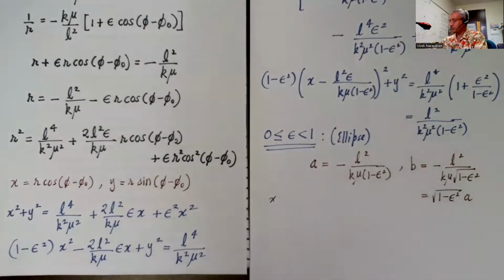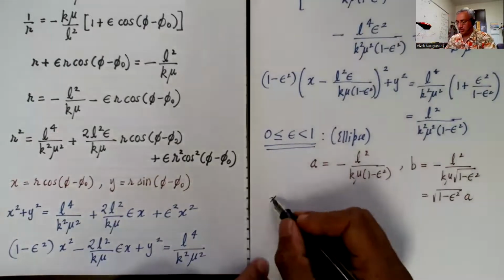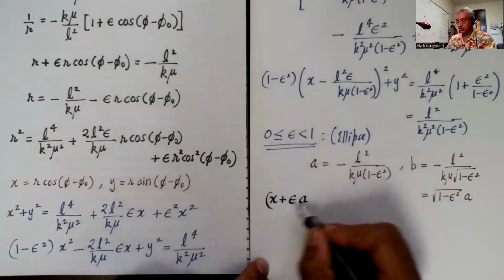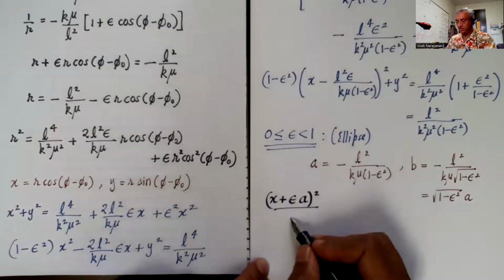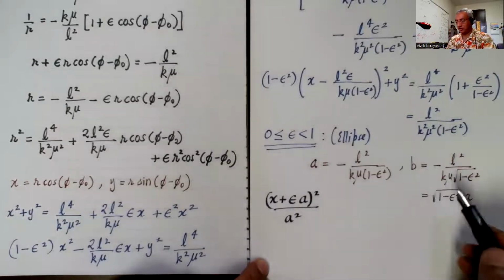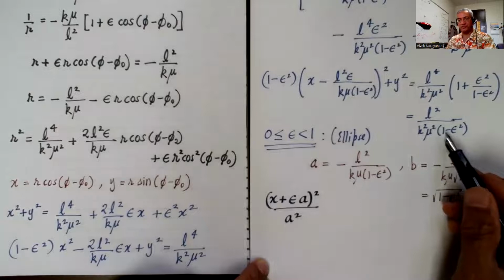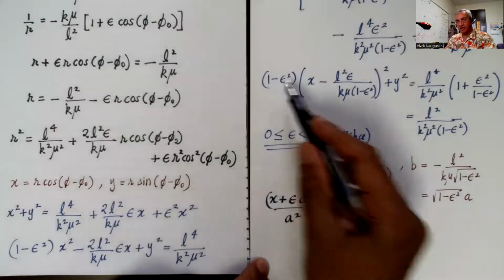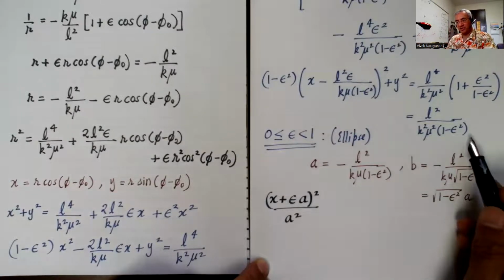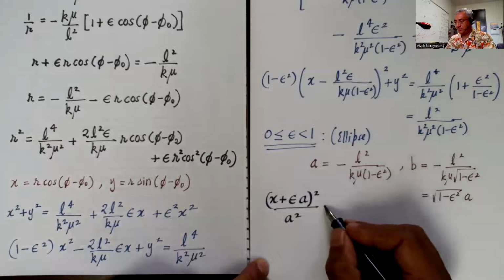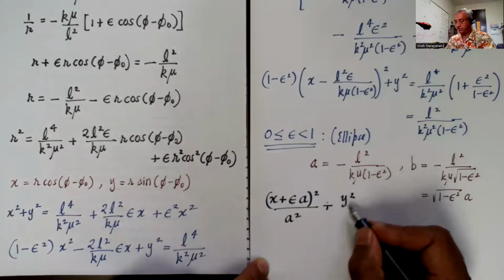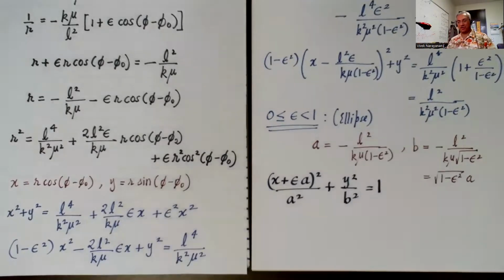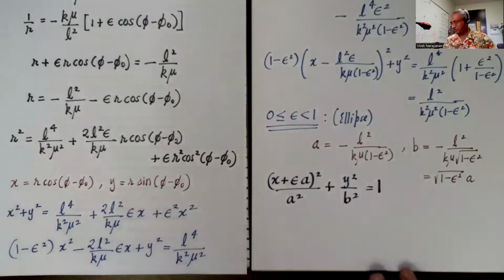x plus epsilon A, squared over A squared. Now if I bring this down, it's going to look a lot like A squared, with this 1 minus epsilon factor taken down, okay? And it looks like A squared. And then I have plus y squared over B squared equals 1. Now that, you cannot argue, is the equation of an ellipse. Let's draw it.